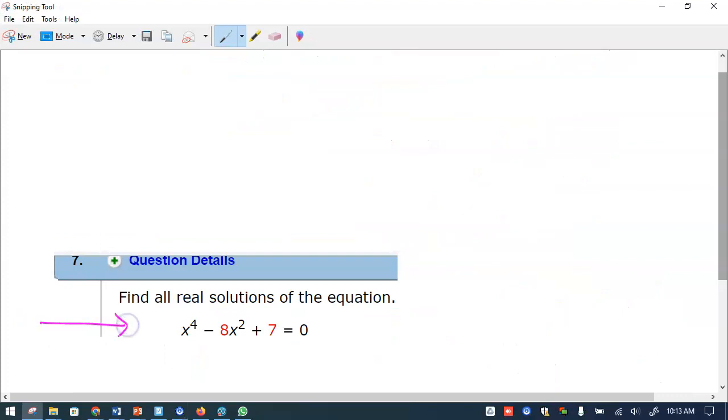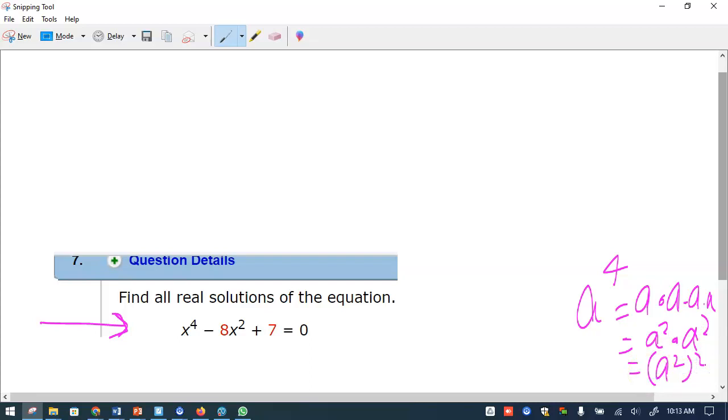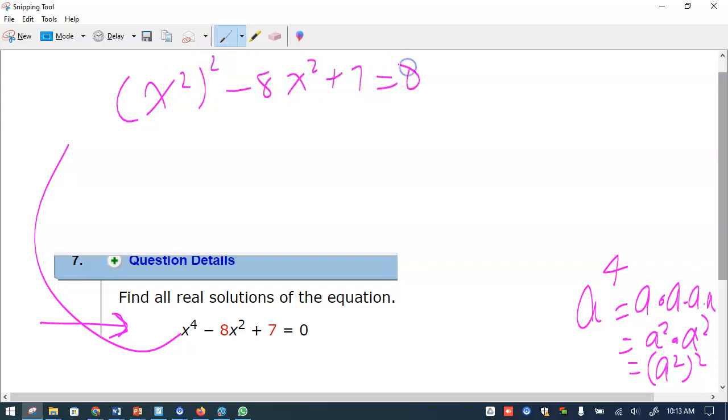This kind of problem you have been doing all the while, but instead of x, remember a raised to 4 is four of them. That means I can write it as a squared and a squared, a square repeated twice. So this part I can write as x squared raised to the power of 2. The other one stays the same, and clearly there's x squared there. I can replace this x squared by some other variable p, and you get p squared minus 8p plus 7.